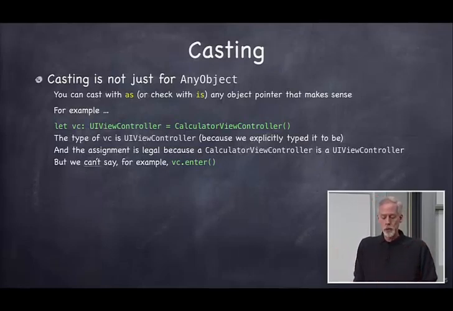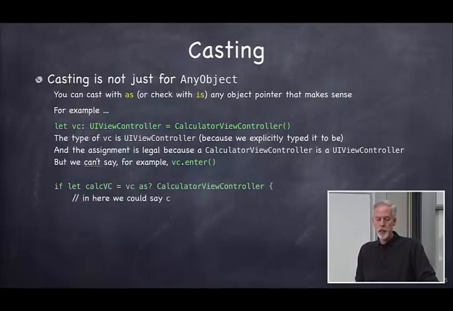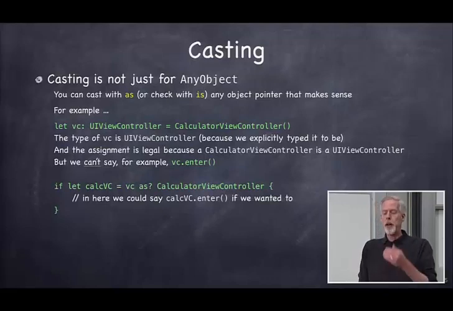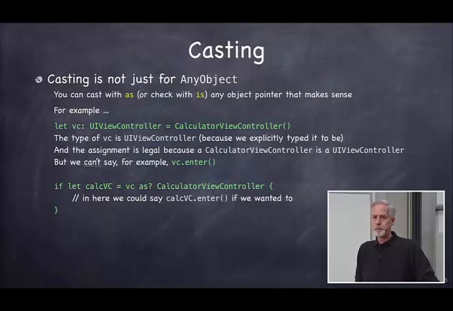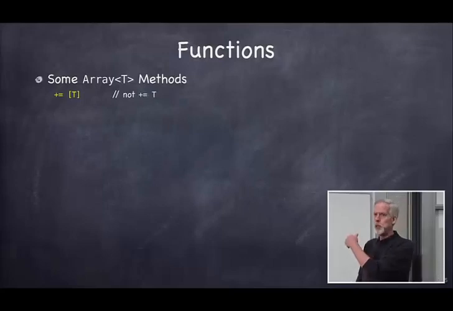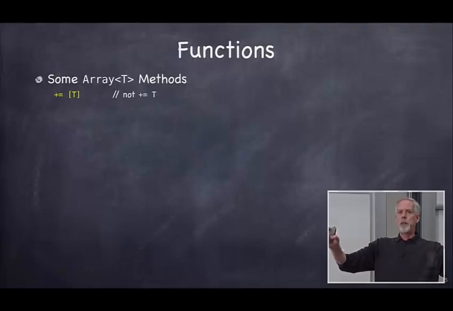It's of type UI view controller. But I could cast it and say, if I can let calcVC equal vc as a calculator view controller, now I can say calcVC.enter. So you can downcast through your inheritance hierarchy as well. You rarely do that, but might occasionally. All right, any questions about that whole any object thing? When you see it in action, it'll make a lot more sense.